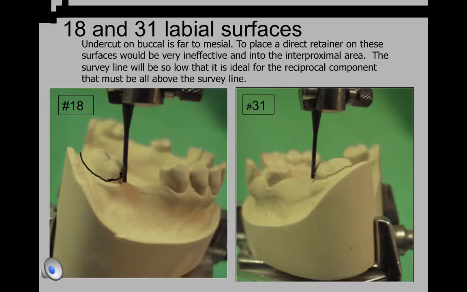Number 18 and 31 have no undercuts on the distal buccal surface. The only possibility for a direct retainer on this surface would be at the mesial buccal line angle. This buccal surface is ideal, though, for the reciprocal component, which demands that it be placed in the middle 1/3 and be all above the survey line. It requires no major modification.